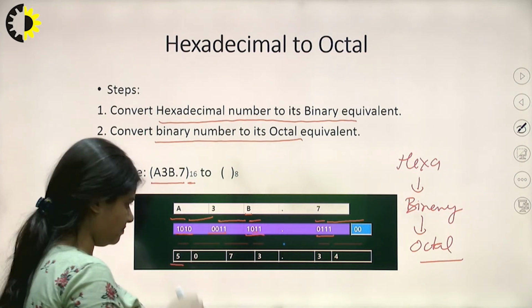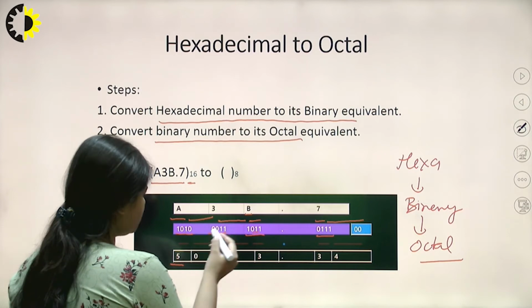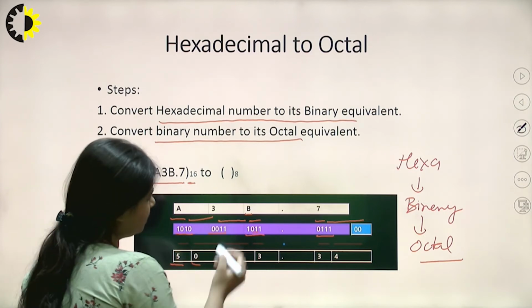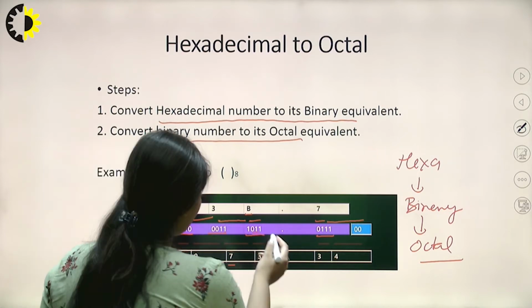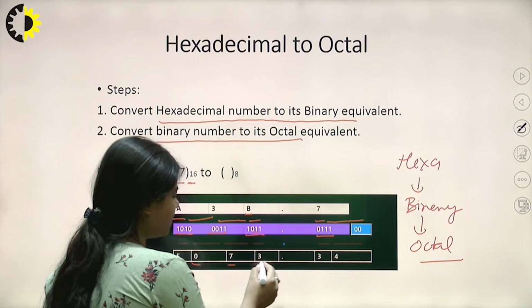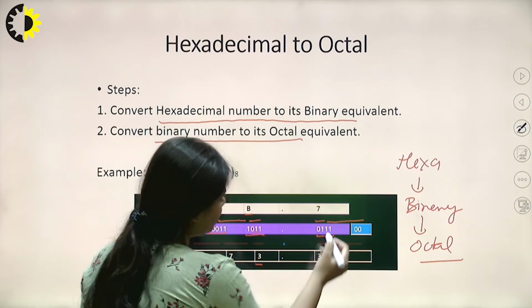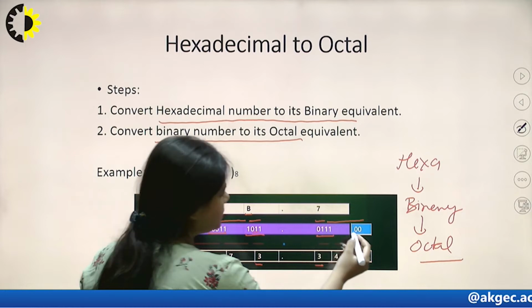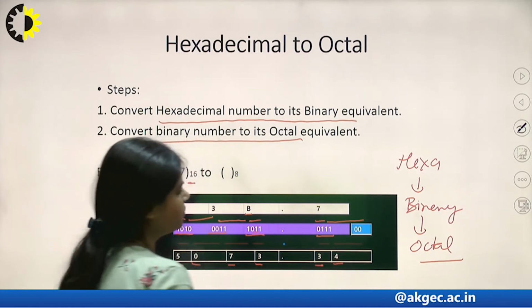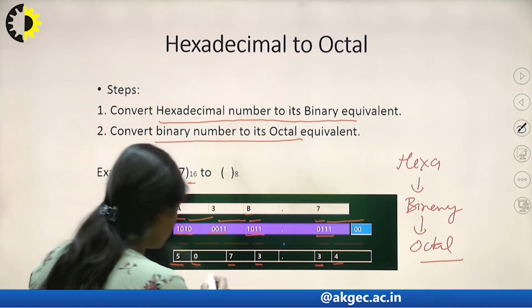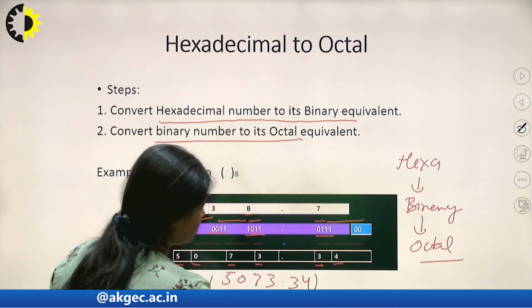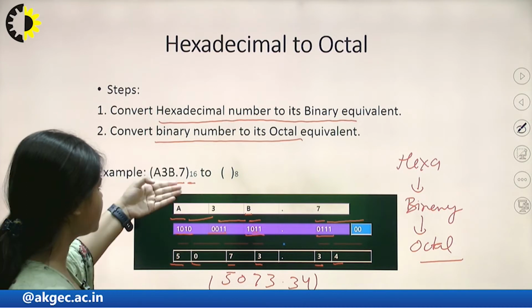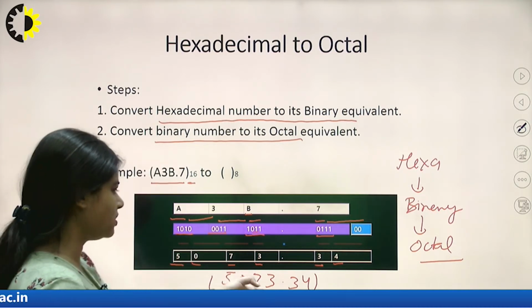For the first group, 101 is 5 in octal. Next, 000 in octal is basically 0. The next, 111, in octal is 7, and 011 in octal is 3. Now next 011 in octal is 3, and 100 in octal is 4. So our final answer is basically 5073.34 in octal. So for this hexadecimal number we are having the equivalent octal output.